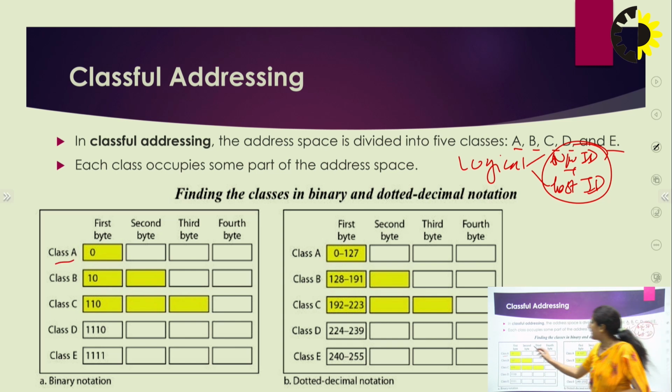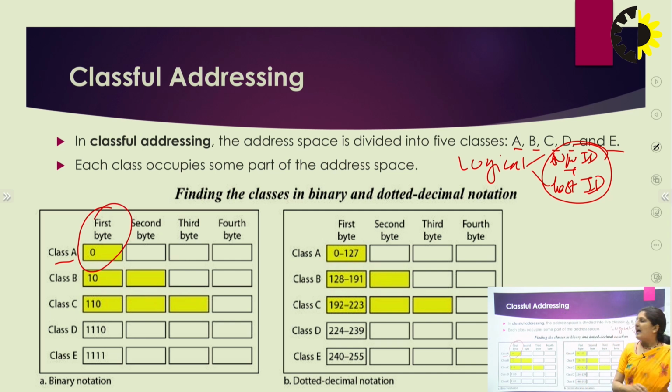In class A, the first octet, the first byte, represents the network ID, and the other three denote the host ID. The network ID ranges from 0 to 127, and the last 3 octets are the host ID. The default subnet mask is 255.0.0.0, because each octet ranges from 0 to 255 in IP version 4.